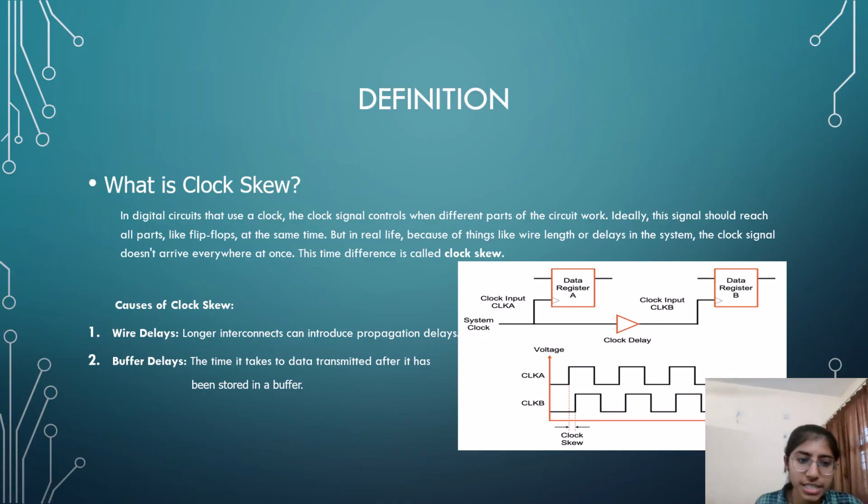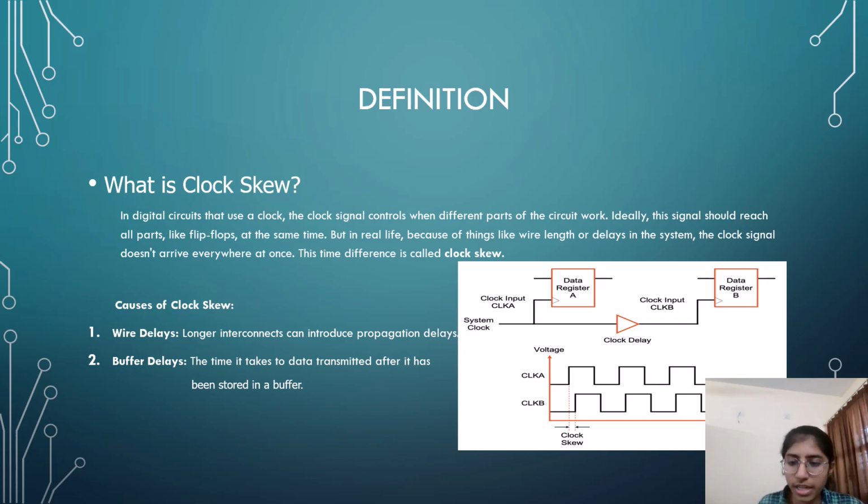So the definition is that in digital circuits that use a clock, the clock signal controls when different parts of the circuit work. Ideally, this signal should reach all the parts, like flip-flops, at the same time, but in real life, because of things like wire length or delays in the system, the clock signal doesn't arrive everywhere at once. This difference is called clock skew.